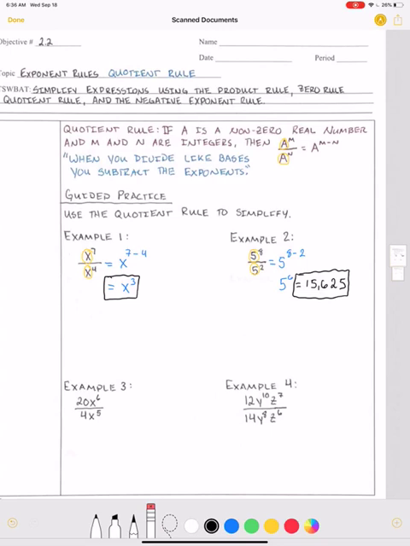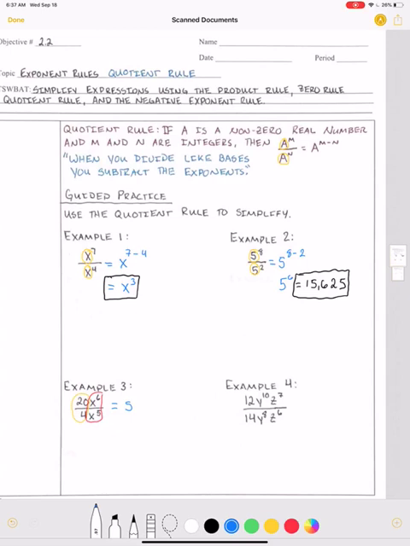Let's go ahead and take a look at example 3. Example 3, I have 20x to the power of 6 divided by 4x to the power of 5. We have a couple things going on here. I have 20 over 4. I'm going to have to address that. And then I have x to the power of 6 over x to the power of 5. So we have two pieces here. Well, I know that 20 divided by 4 is going to be 5. And then I have x to the power of 6 over x to the power of 5.